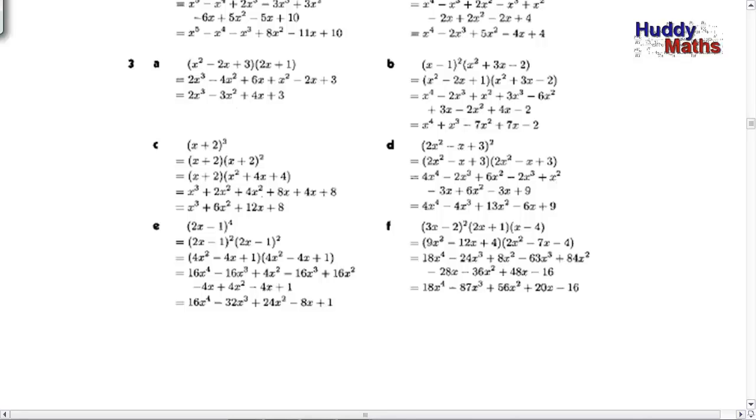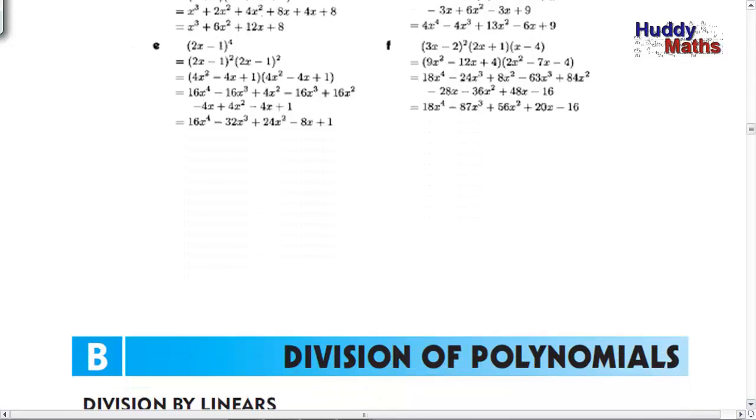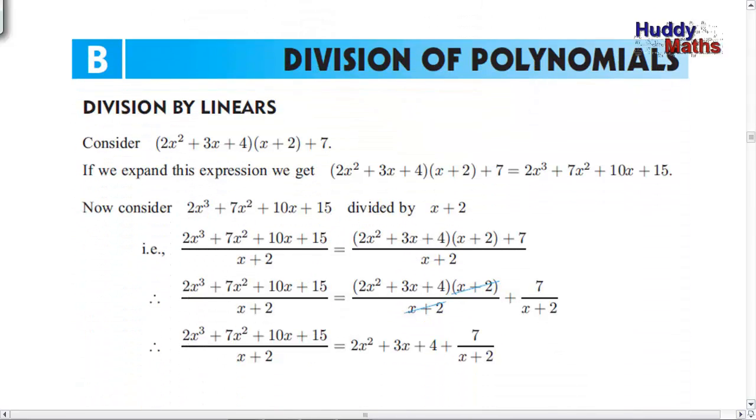Let's move on now and have a look at a little bit of extension here now. Division of polynomials when you're dividing two many-termed expressions. So first of all, let's have a look at an expression like this. And if we expand it, you'd have this cubic polynomial. Highest power is 3.